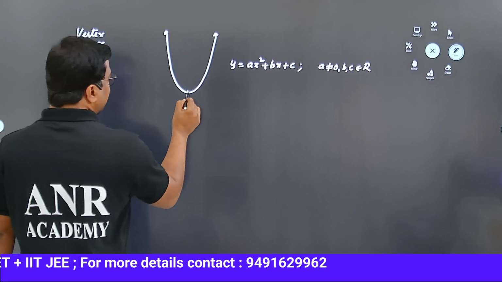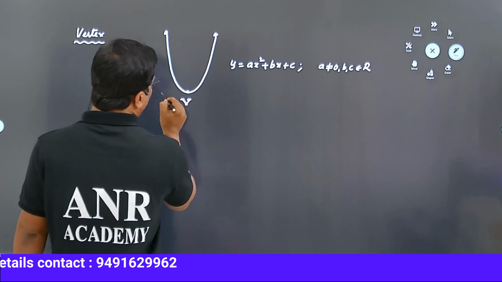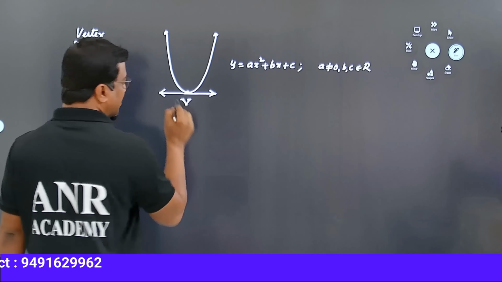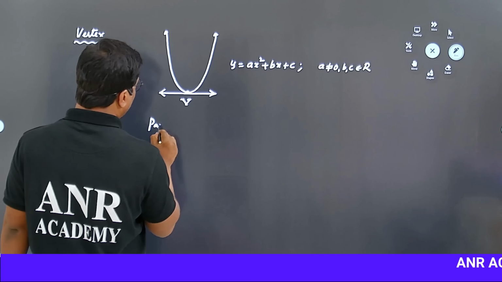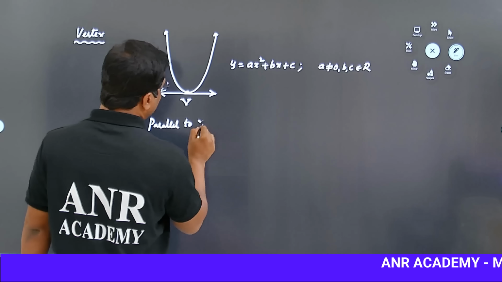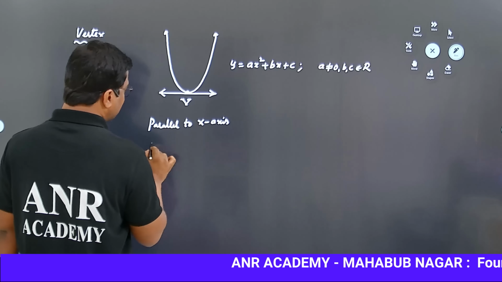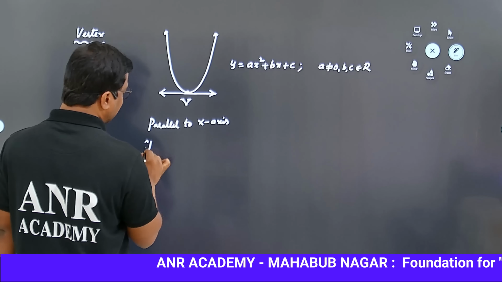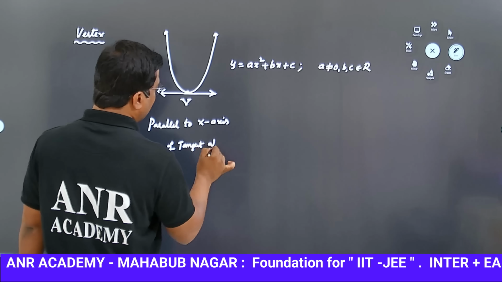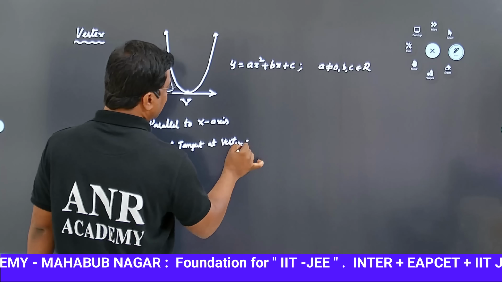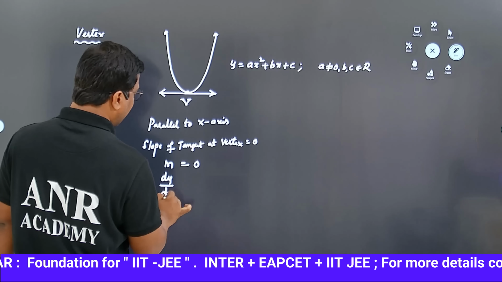This is the vertex V, and at the vertex, if you draw a tangent, then the tangent is clearly parallel to the x-axis. When a line is parallel to the x-axis, its slope becomes 0. Therefore the slope of the tangent at the vertex should be 0. Slope m is 0, that is dy by dx equals 0 in this case.